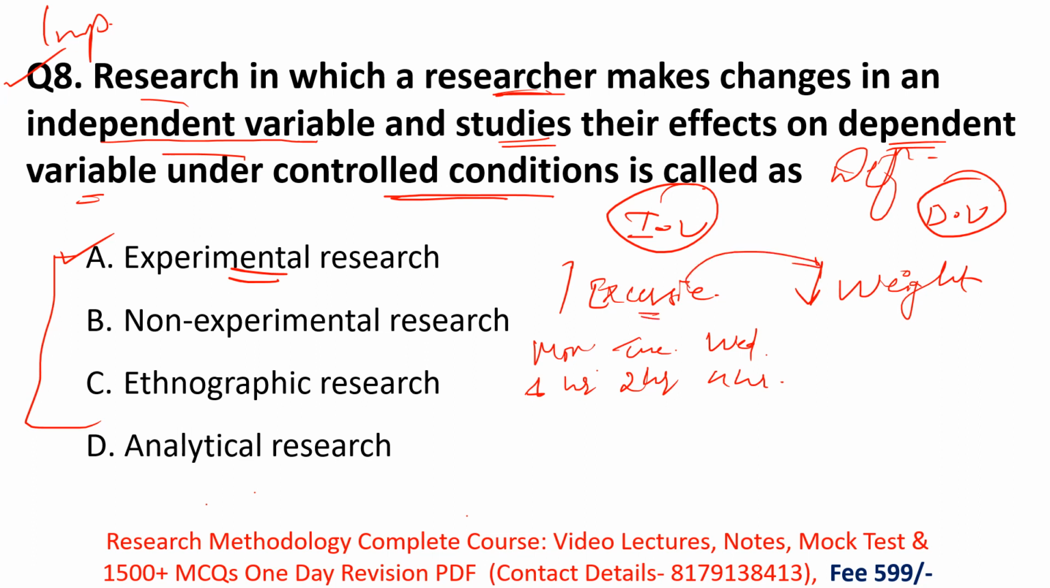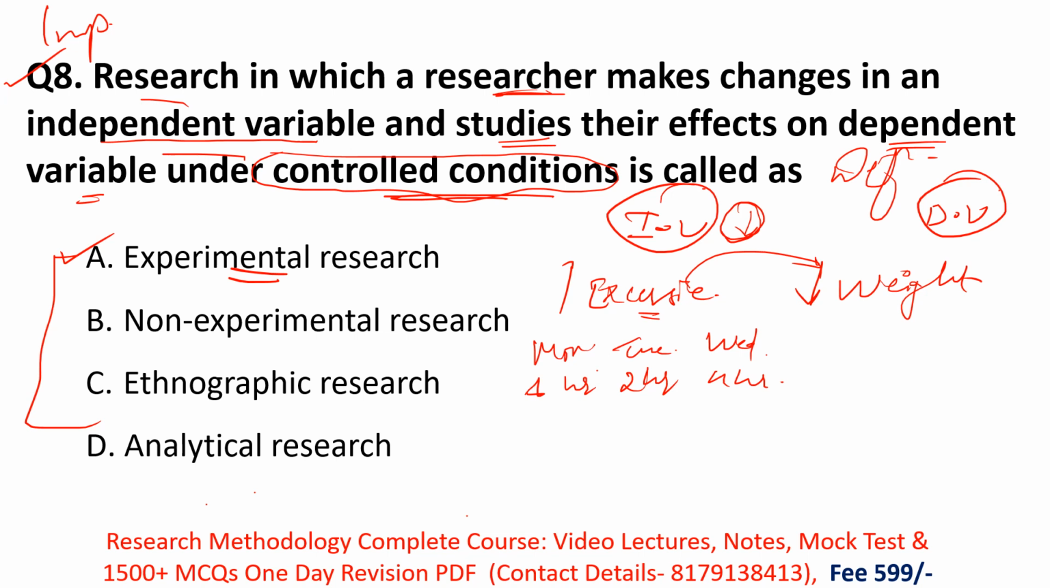The amount of exercise that I do daily matters here. How many hours I exercise daily matters, because according to my exercising hours it depends how much weight I lose day by day. So this is an example of experimental research. One term here is under control condition. While doing exercise, many extraneous variables come into my study. So the researcher always controls the extraneous variables which affect the study. That is known as control condition. So this is the definition of experimental research.